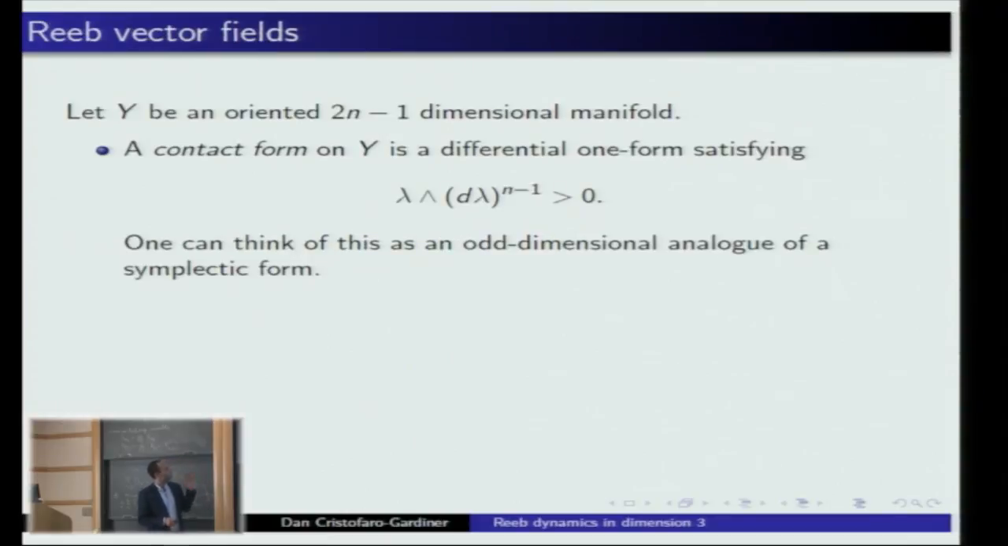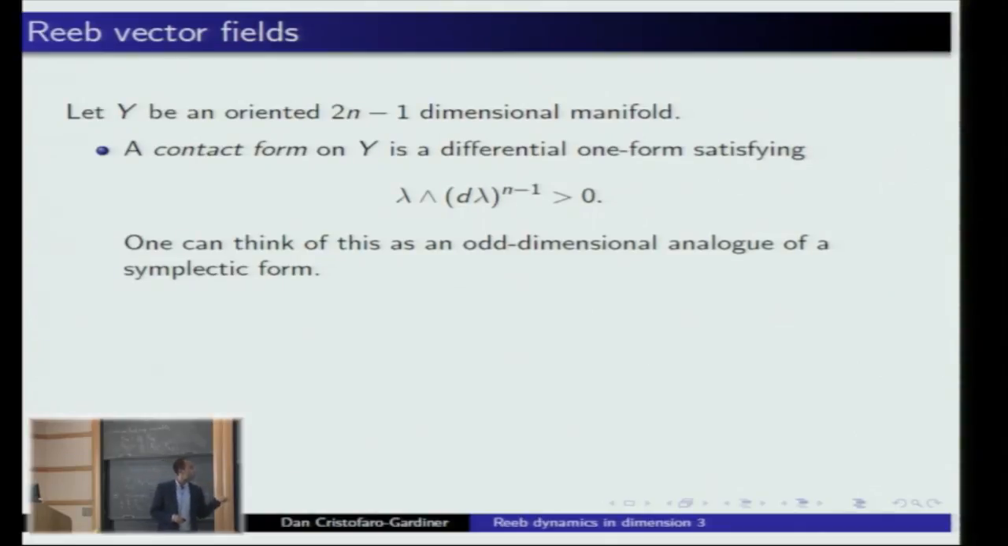So I'm going to be talking about Reeb vector fields. To define a Reeb vector field, we need an odd dimensional manifold, and we also need a contact form. I don't want to go into the technical condition to be a contact form. This looks a little bit opaque maybe to non-specialists, but if you're not a specialist, you should just think of this as an odd dimensional analog of a symplectic form.